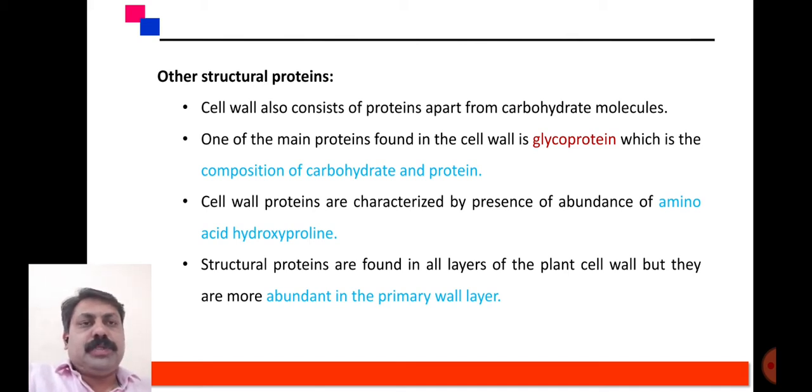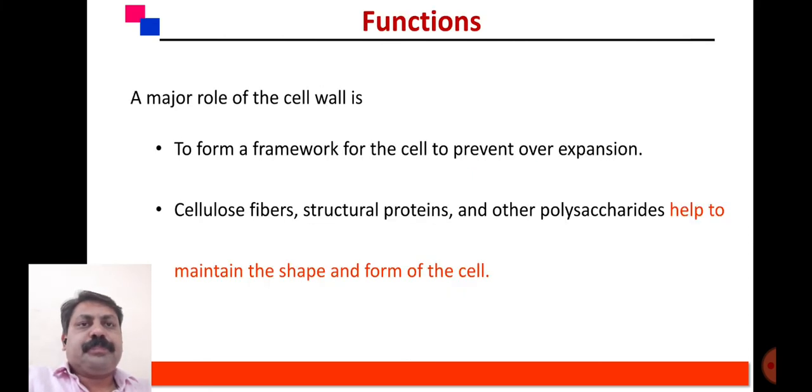And here the proteins which are present are the structural proteins, and they are mostly the glycoproteins, a combination of carbohydrate and proteins which are involved in the structure of the cell wall. Also in cell wall protein, amino acids like hydroxyproline are abundant, and these are present in a primary wall layer. Now the cell wall has some important functions.